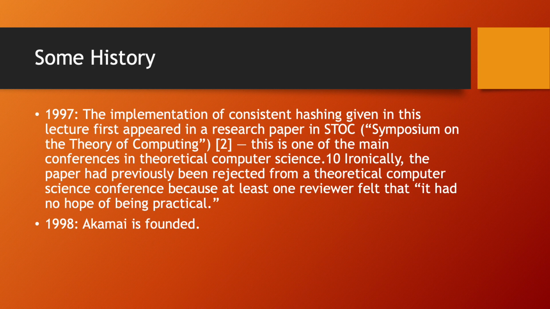Here is some interesting history of consistent hashing. In 1997, the implementation of consistent hashing, as detailed in this article, first appeared in a research paper in STOC, that is, Symposium on the Theory of Computing. This is one of the main conferences in theoretical computer science. Ironically, the paper had previously been rejected from a theoretical computer science conference because at least one reviewer felt that it had no hope of being practical.